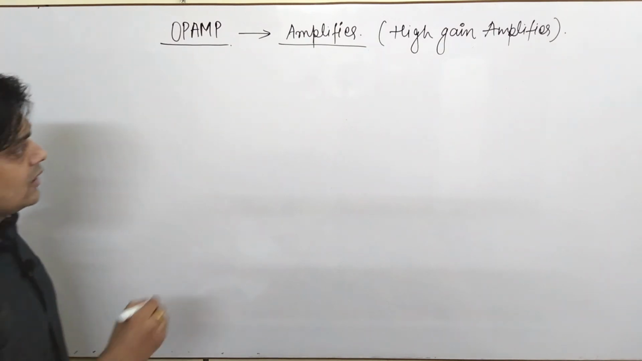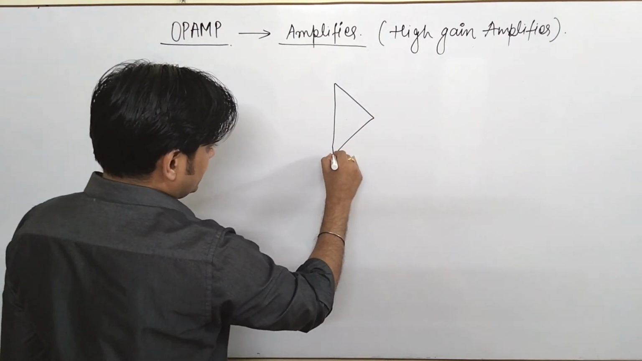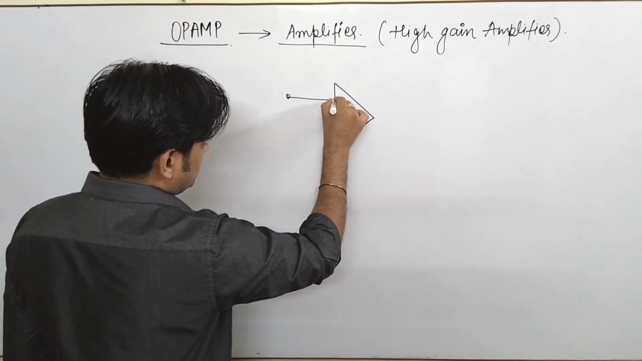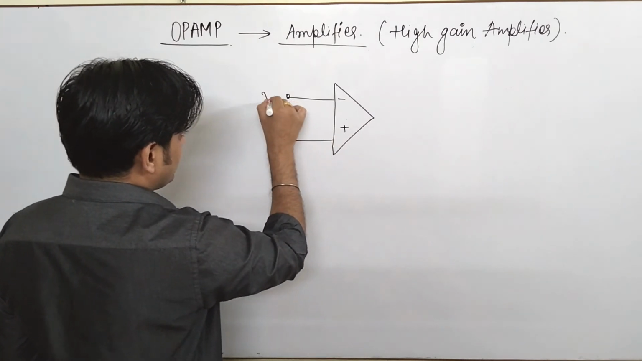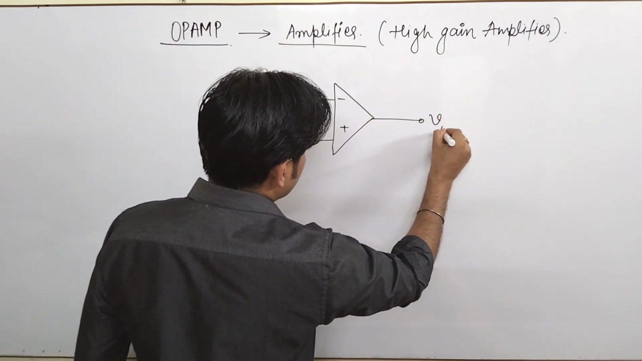Please keep in mind. So if this is your op-amp, and if this is your op-amp, say this is voltage V1, this is V2, and this is output voltage V0.